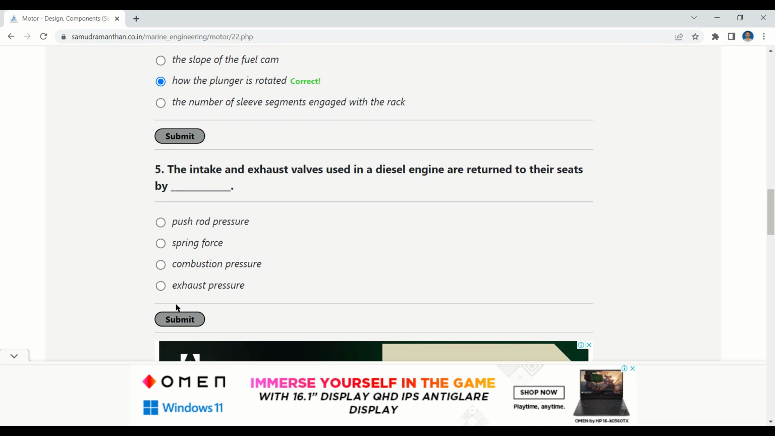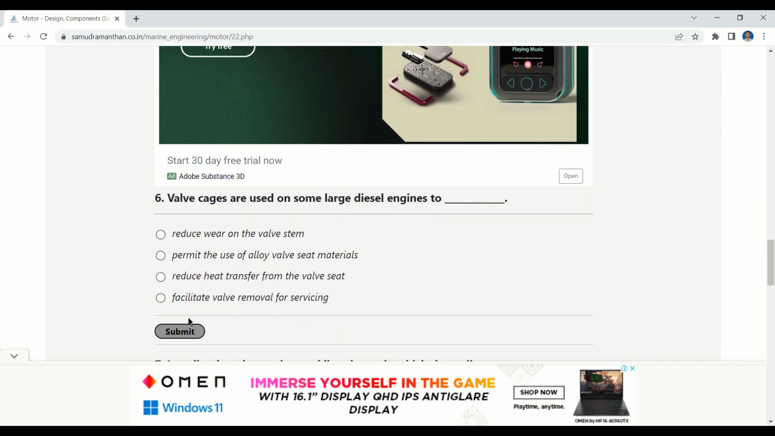Our next question is, the intake and exhaust valves used in a diesel engine are returned to their seats by, and the given options are: push rod pressure, spring force, combustion pressure, exhaust pressure. And the correct option should be spring force. Our next question is, valve cages are used on some large diesel engines to, and the given options are: reduce wear on the valve stem, permit the use of alloy valve seat materials, reduce heat transfer from the valve seat, facilitate valve removal for servicing. And the correct option should be facilitate valve removal for servicing.